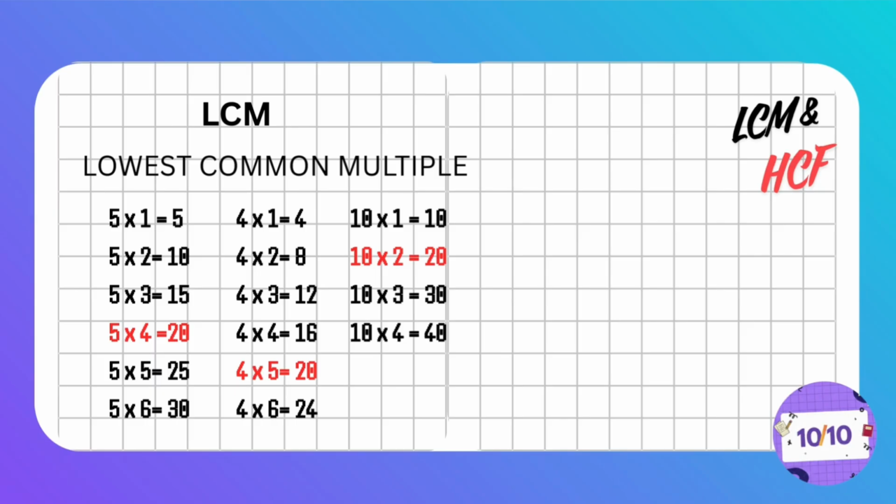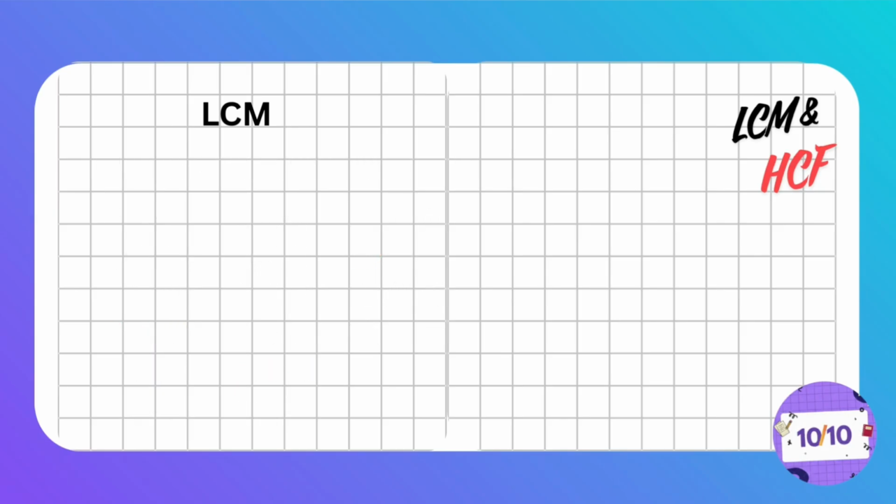So the LCM of 5, 4, and 10 means it should be a common multiple of all the three numbers. So we cannot say that. And then we find 20 is the LCM because 20 is present and also 20 is the lowest common multiple.